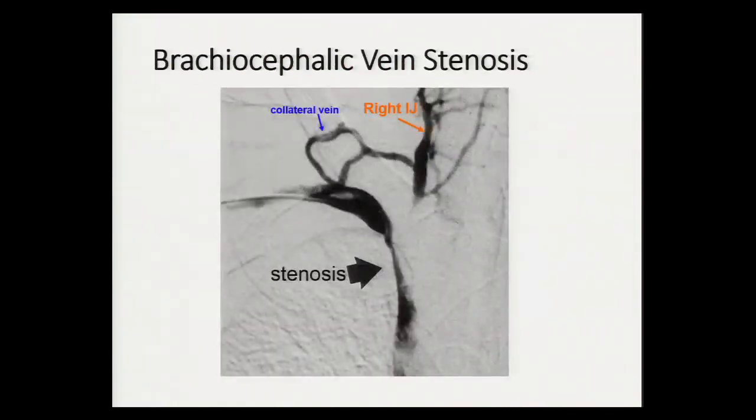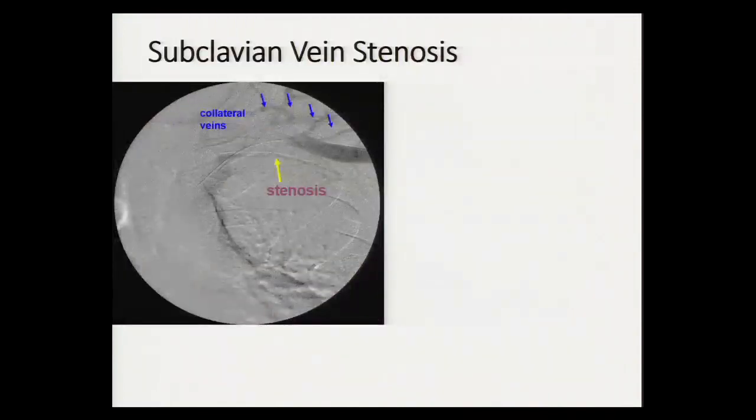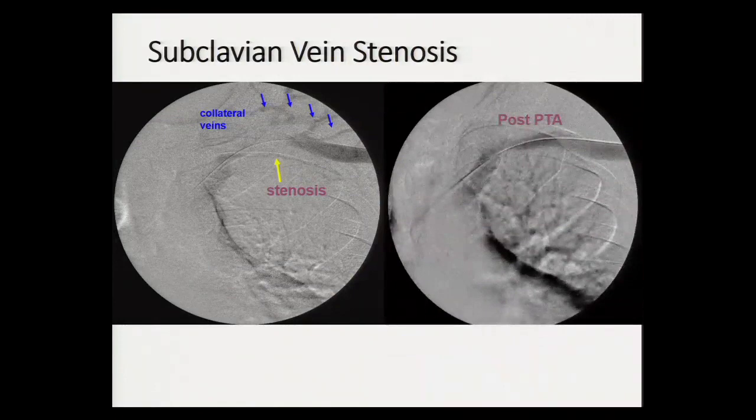This is another example of brachiocephalic vein stenosis with collaterals. Okay, this is another example. Extensive collaterals on the arm, collateral veins. These can be seen pretty well. And there's an occlusion of the subclavian vein with some collaterals that is fixed by angioplasty.